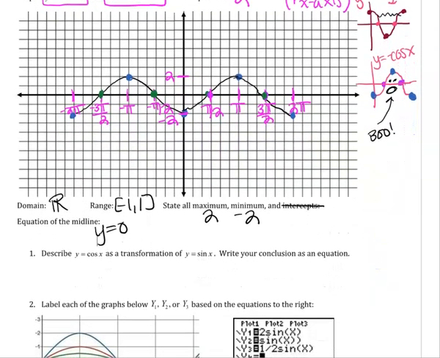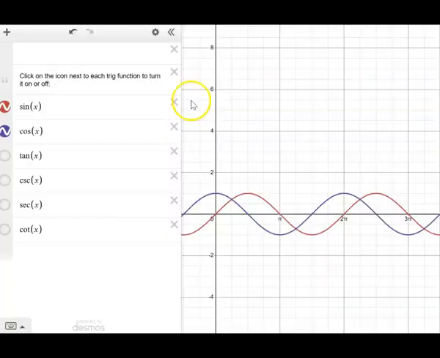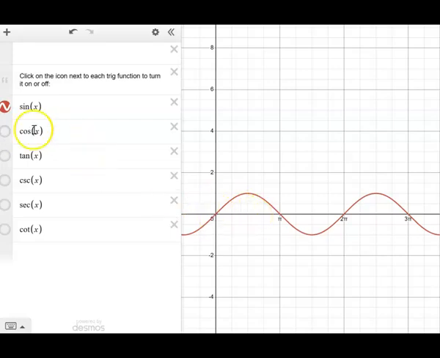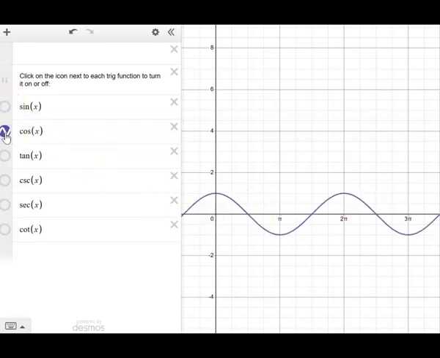Now, the next question here, I talked about a little bit earlier. Describe cos of x as a transformation of y equals sine of x. I'm going to pull up a website to help us explain that. All right, so what you guys are seeing is sine of x and cos of x graphed together on our little website right here. So here's sine in red, which is starting on the midline. Here's cos in this purplish color, so it's starting at our maximum. So again, here they are together.